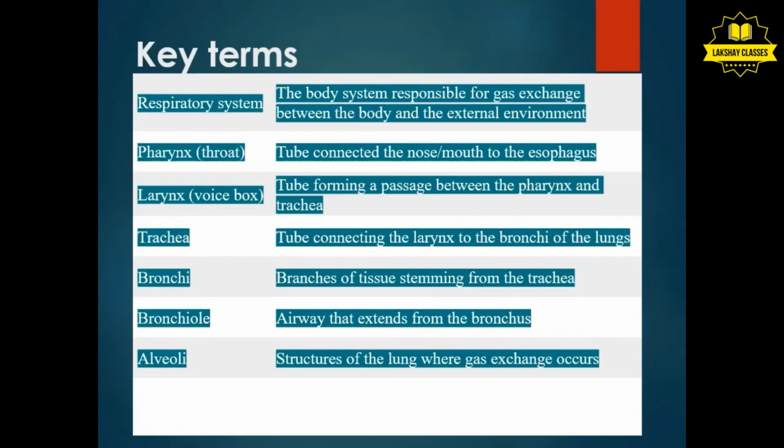So first of all, the respiratory system is responsible for the exchange of gases, which is called breathing. So exchange of gases is actually breathing, between the body and the external environment. Then pharynx is basically the throat. It is a tube connected to the nose and mouth. It is a common passage, a common area where the nose and mouth openings are there.